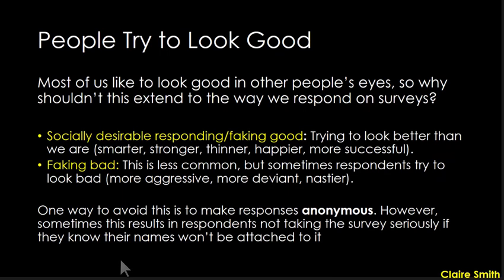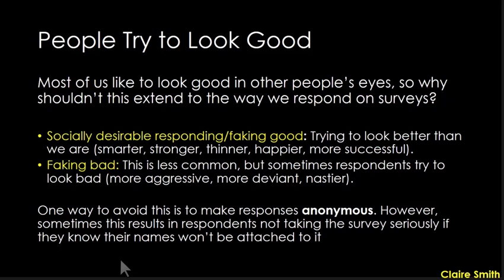Another thing people do is try to look good. Obviously, that makes sense. Most of us like to look good in other people's eyes. So when we're given a survey, instead of answering what we really feel, we answer based on the way we think someone is going to interpret our answers. So there's socially desirable responding, also known as faking good. We're trying to look better than we are. There are different ways this could come about, but you could try to appear smarter, stronger, thinner, happier, more successful. In your head, you come up with that you're smarter, so you always try to pick certain responses to look good.